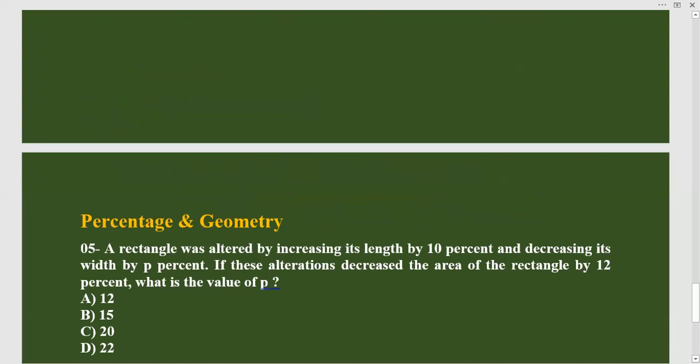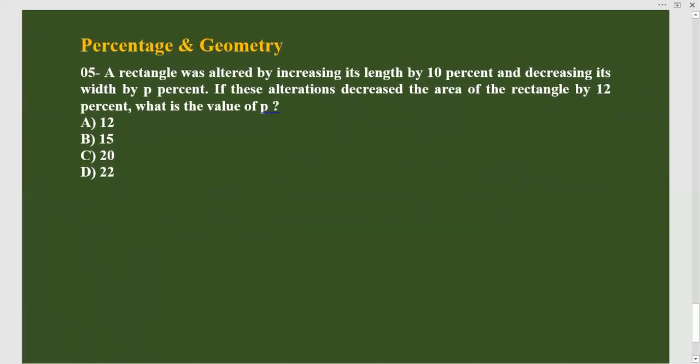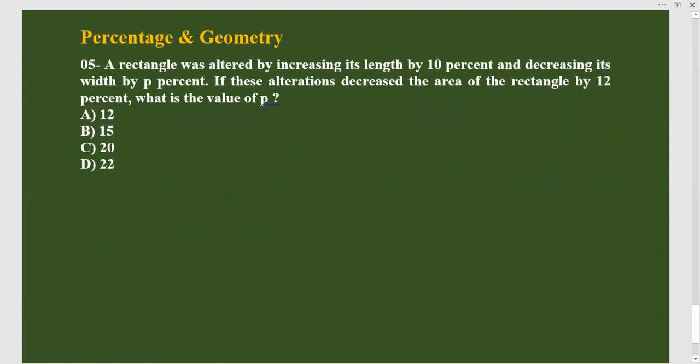Okay. This is an interesting question. Percentage and geometry. Question number 5. A rectangle was altered by increasing its length by 10% and decreasing its width by p%. So you know that the original area, I'm writing as O, is length into width. So this is the formula of rectangular area.